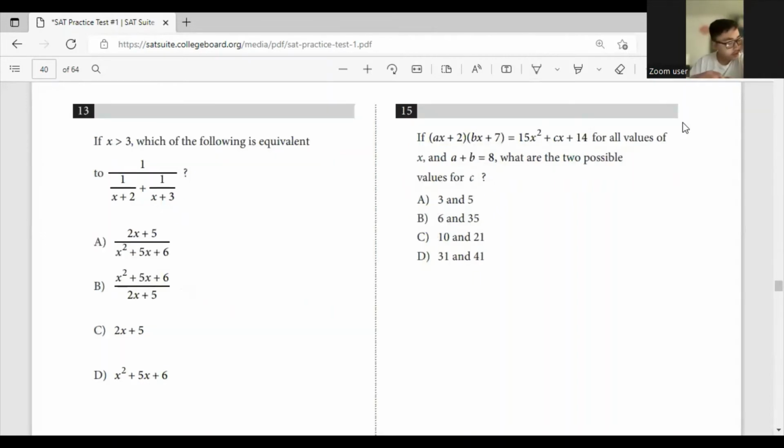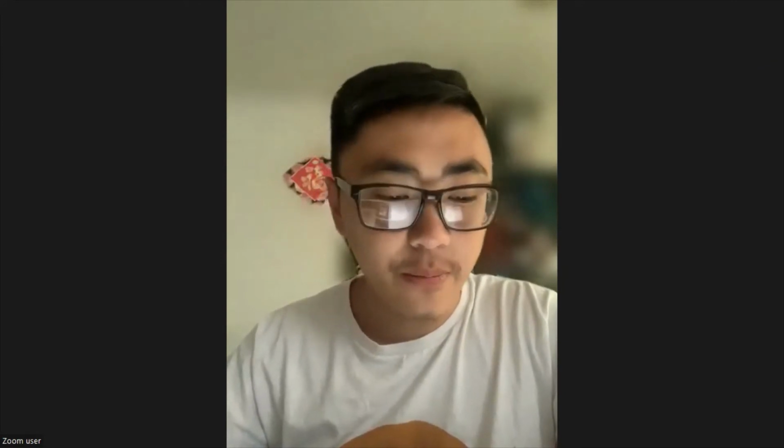13. If x is greater than 3, which of the following is equivalent to 1 over x plus 2 plus 1 over x plus 3? All right, so this looks like a really scary fraction, and I'm noticing in my answers that I could end up with a fraction or I don't. My computer ran out of storage for a little bit, but we're back. I'm going to try to finish this, hopefully in one take again. I'm not going to try to rush through it, though. There's no rush.